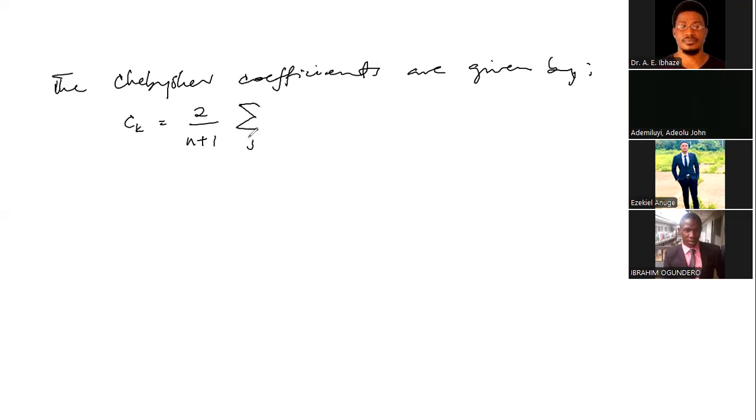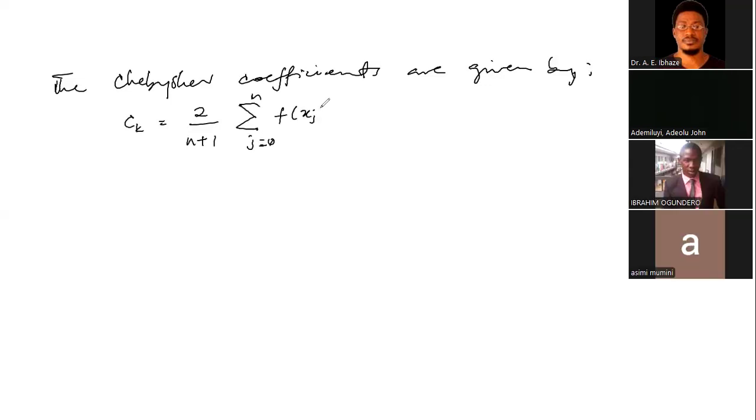We have sigma j taking on values from 0 to n, f of x sub j, t sub k, s sub j. And this is for all values of k taking on values from 0, 1, all the way to n. And now for n being the same as 2, that's the degree we are going to. So it means that we can now figure out the coefficients. Don't forget the coefficients we are literally interested in are C0, C1, and C2, right? So these are the coefficients.